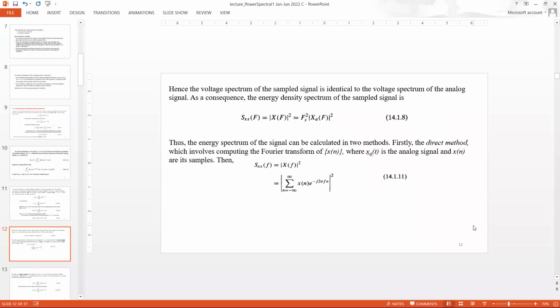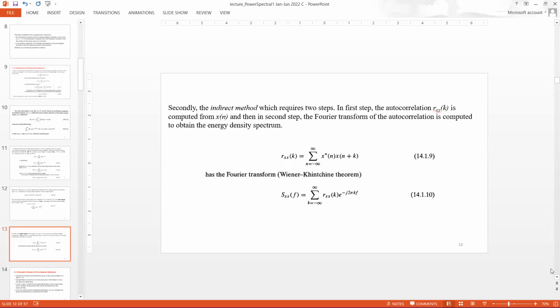Then finally, the energy density spectrum of the sampled signal we can express in this form. And this can also be expressed in another way by equation number 11. Can you remember the Fourier series transform? That is Fourier series. Okay, so what we got from here is an idea.